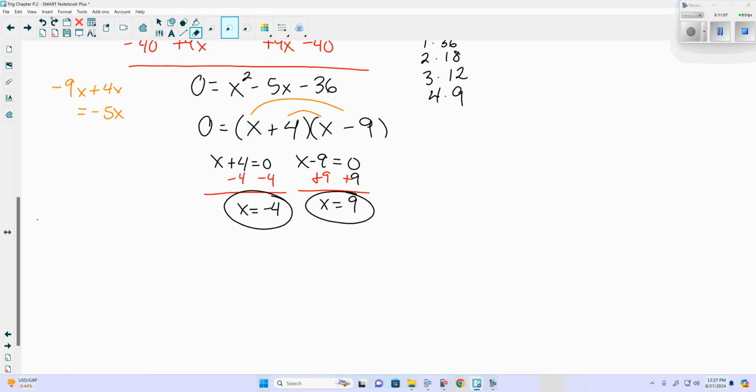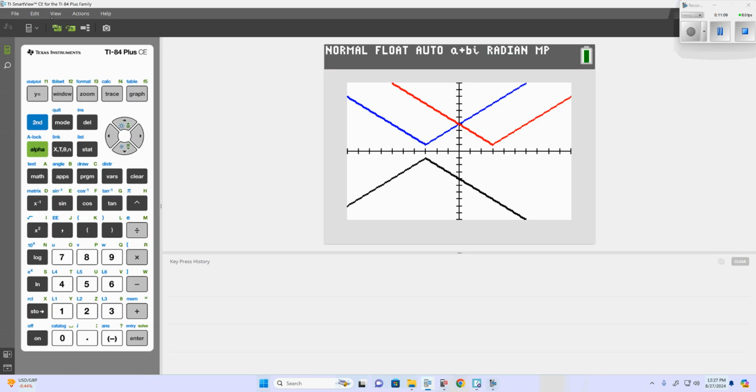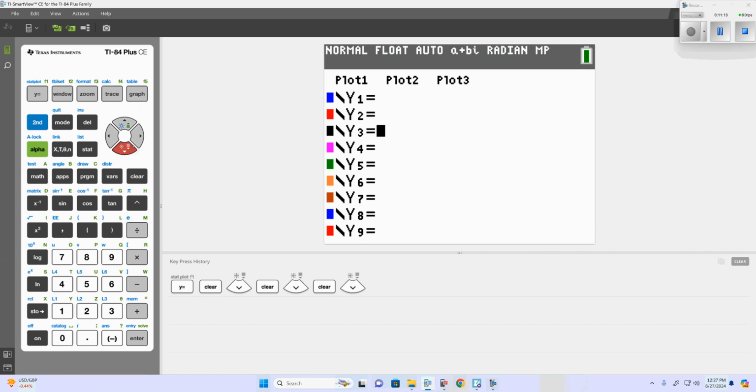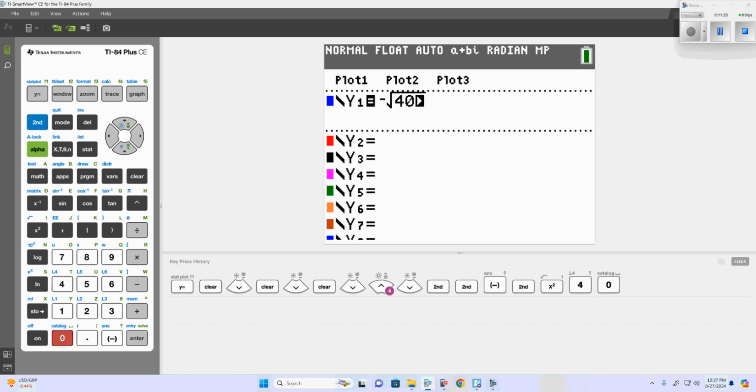All right. Let's look at it graphically. Let's see this here. Y equals... figure all this out. Second, no. Negative second square root of 40 minus 9x plus 2.